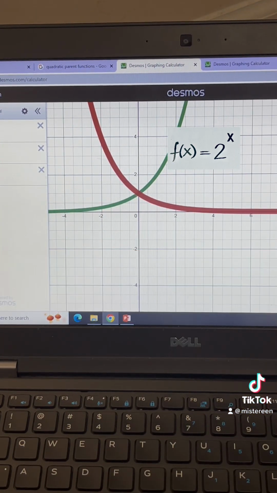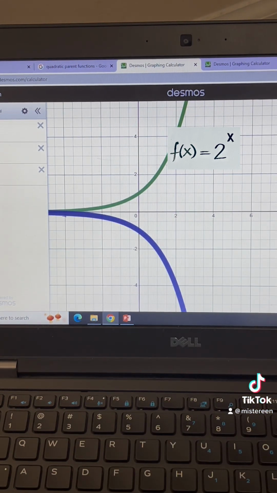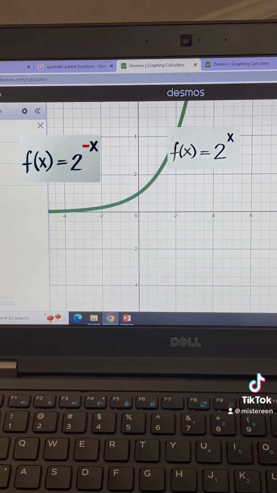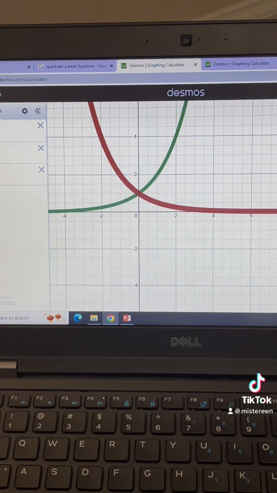So if we generalize here, if we put the negative in front of the parent function, just like negative 2 raised to x, the graph will be reflected across the x-axis. So your x-axis is your mirror. But if you put the negative in front of the x, just like 2 raised to negative x, the graph will be reflected across the y-axis. So your y-axis this time is your mirror.